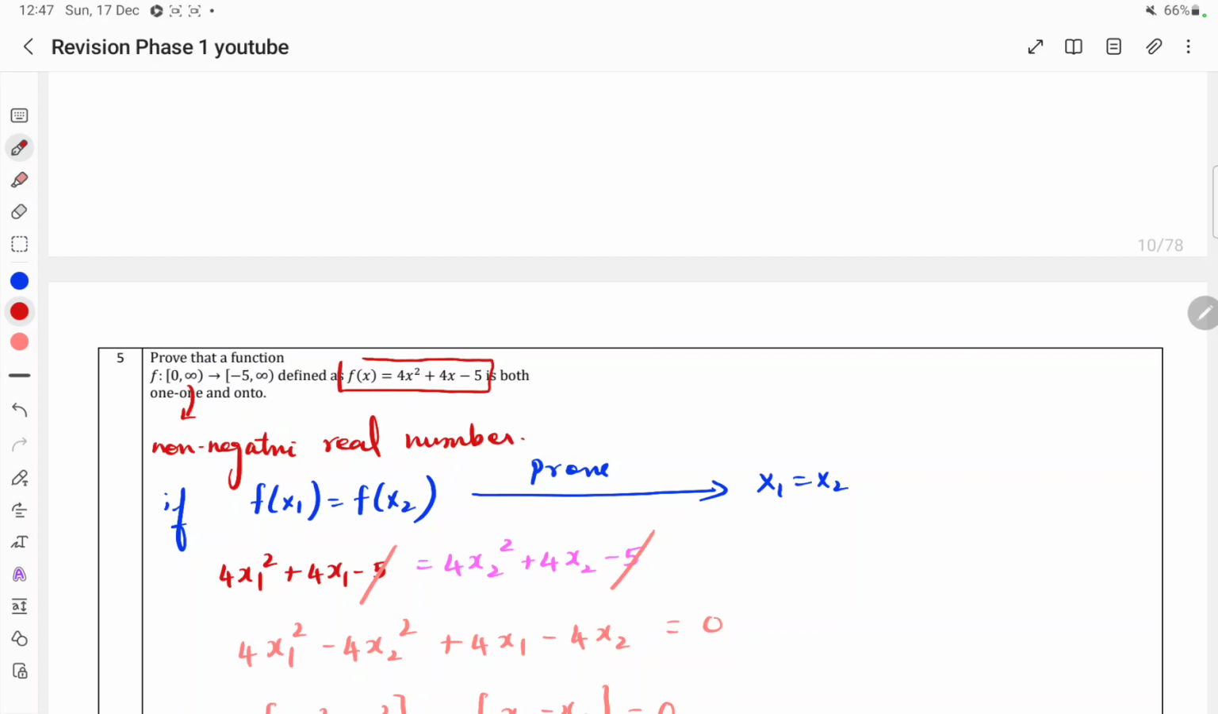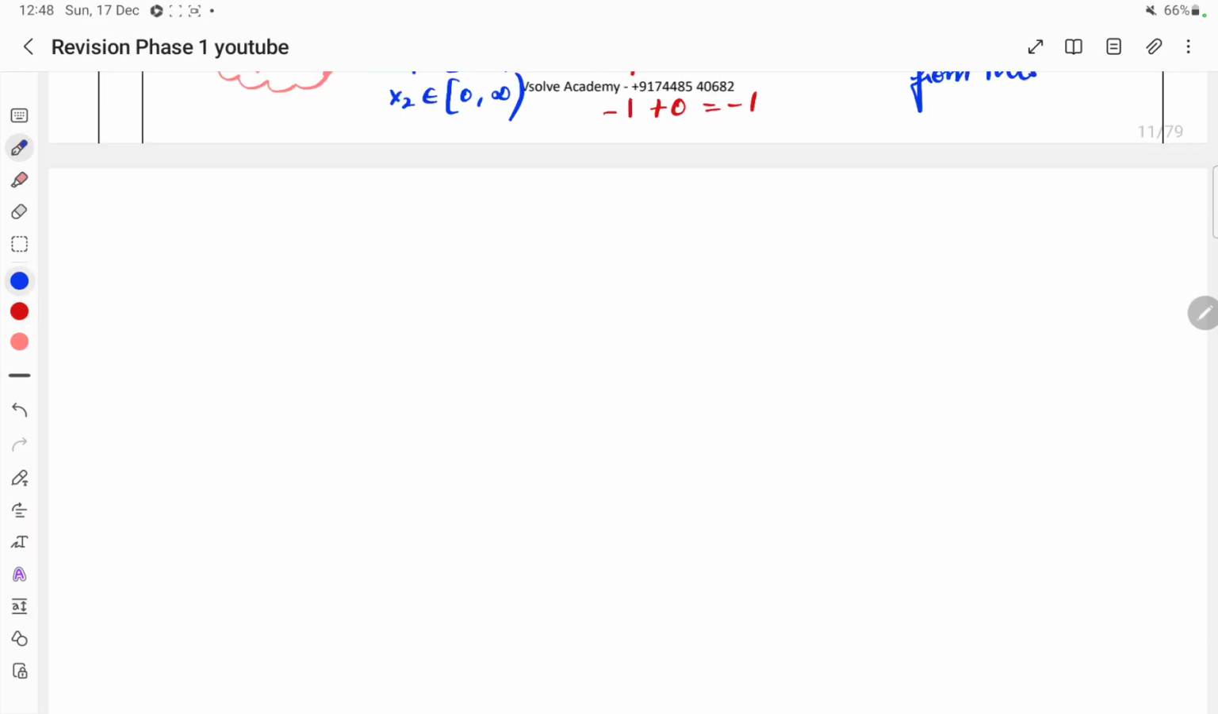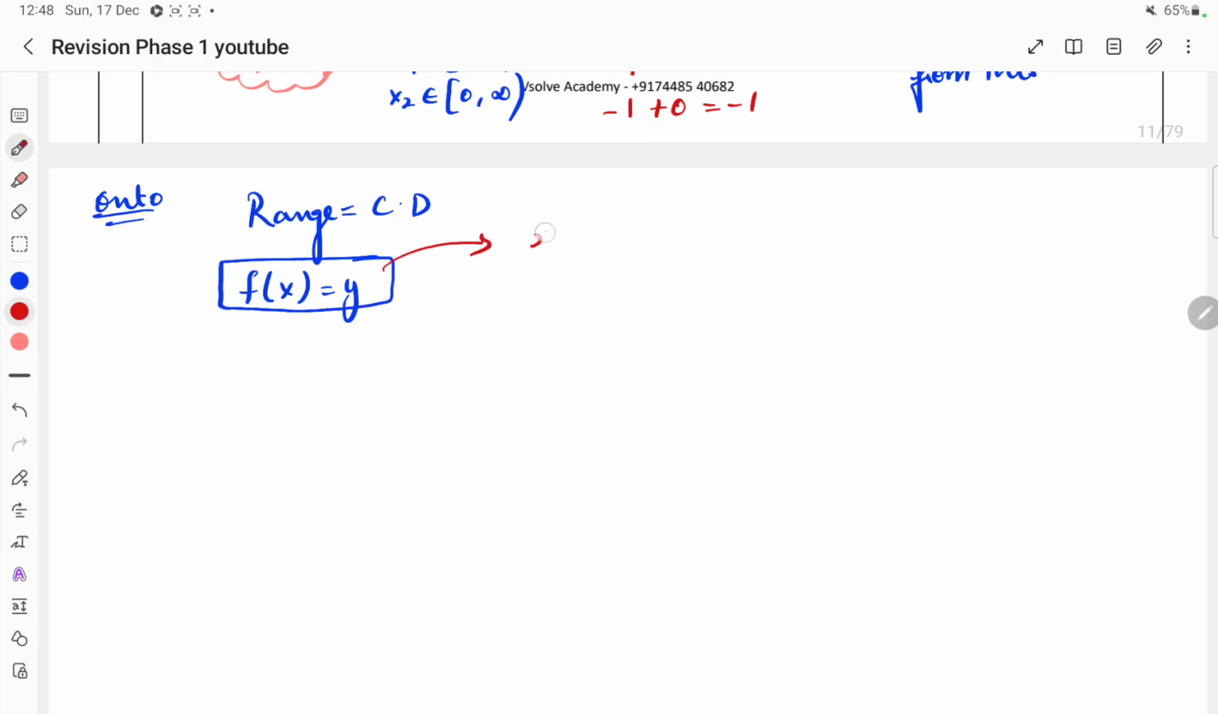Okay. So now we can start to prove this is an onto function. For onto, we have to prove codomain equal to range, or range equal to codomain. So we have to find the range for this, which means f of x equal to y. In this f of x equal to y, I have to write y in terms of x, and I have to write x in terms of y.